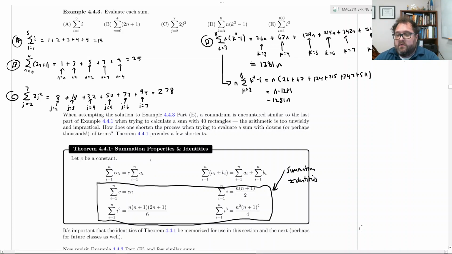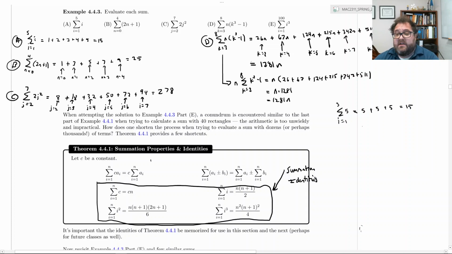Because think about it. If you have the sum, let's just do an easy one. If you have the sum of i equals 1 to, let's say, 3 of 5, plug in a 1. It's a constant, so you just get a 5. Plug in a 2, it's a constant, you still get a 5. Plug in a 3, you still get a 5. So 5 plus 5 plus 5 is 15.